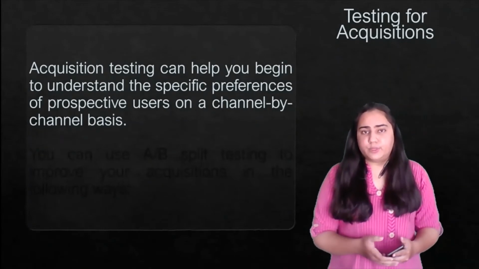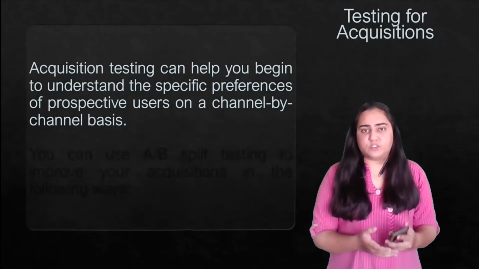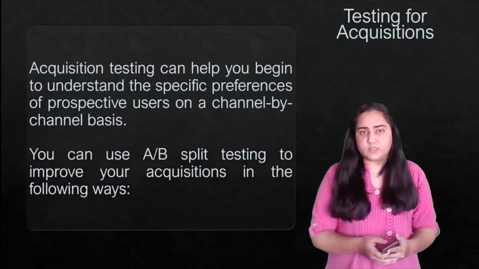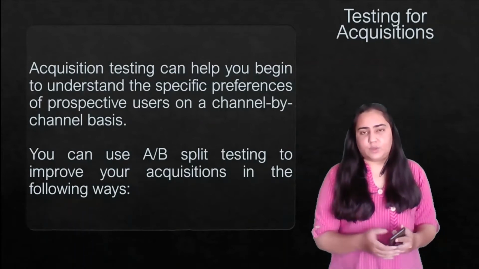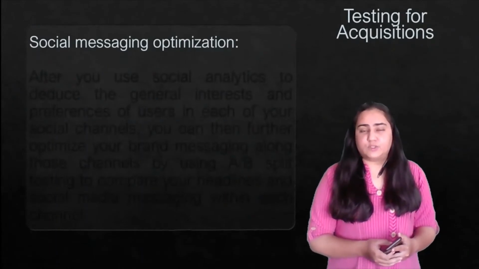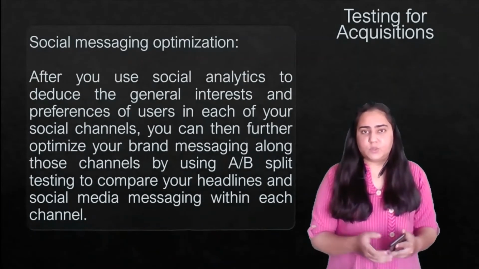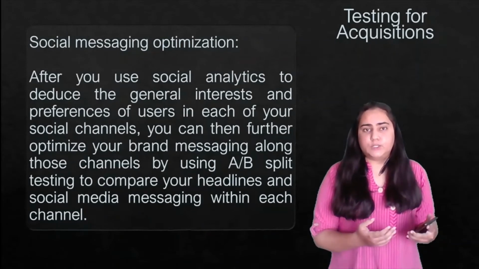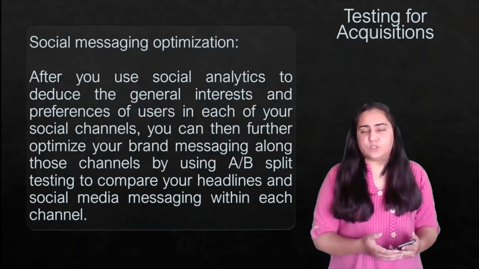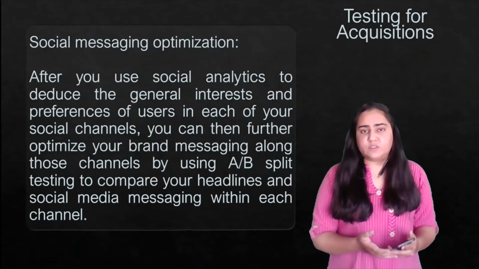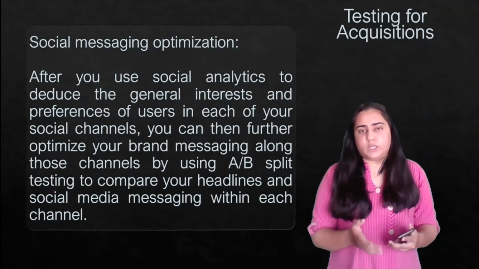Acquisition testing can help you begin to understand the specific preferences of prospective users on a channel by channel basis. You can use A/B split testing to improve your acquisitions in the following ways, and we are going to see some of those ways now. The first way is social messaging optimization. After you use social analytics to deduce the general interests and preferences of users in each of your social channels, you can then further optimize your brand messaging along those channels by using A/B split testing to compare your headlines and social media messaging within each channel.